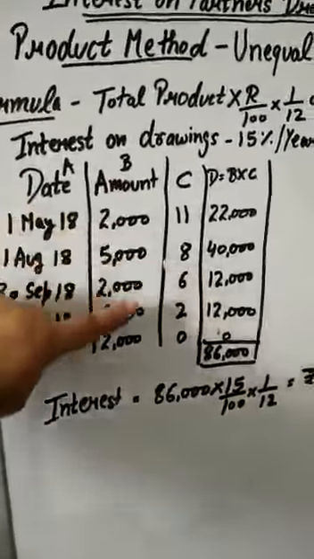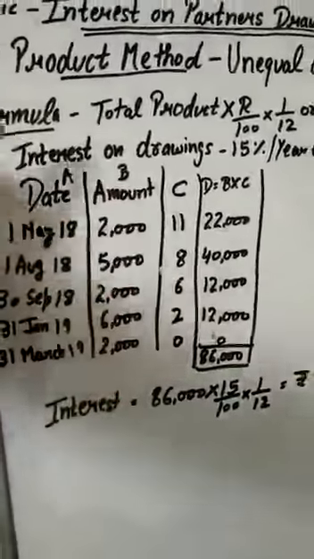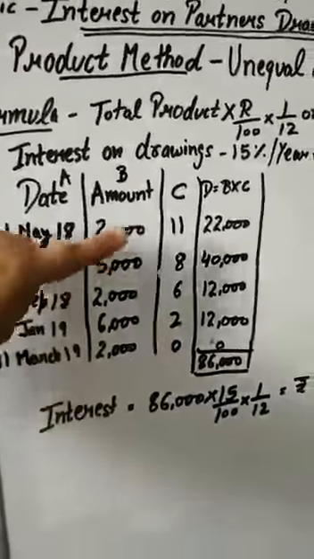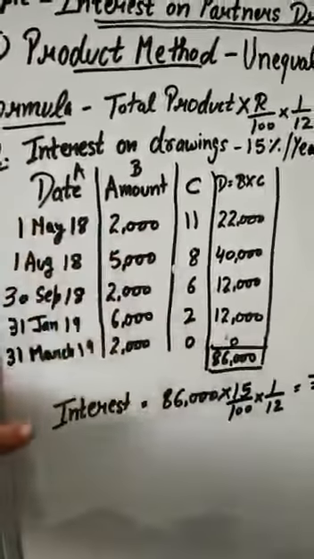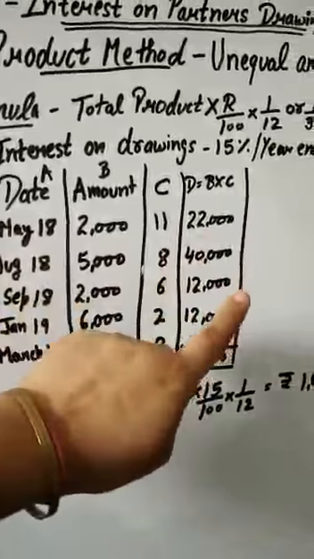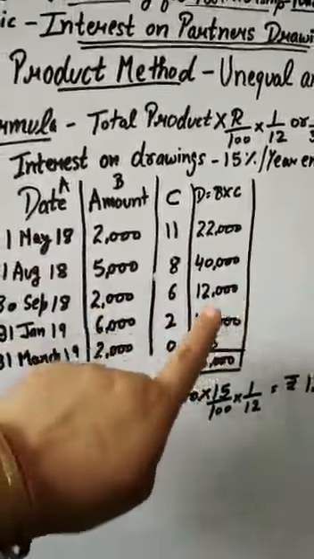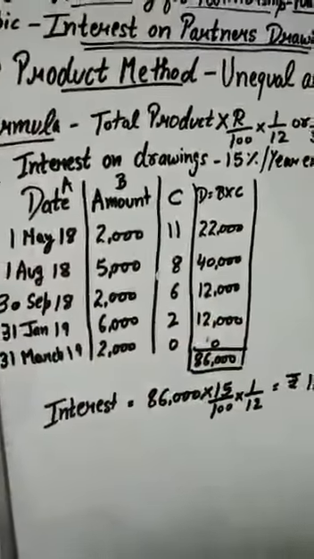The amount he has withdrawn on different dates was a different amount. So the rule for the product method is that the amounts should be different and the dates should be different. Then you will calculate interest on drawings by the product method. Hope this topic is clear to you.